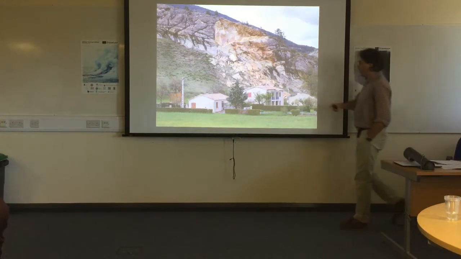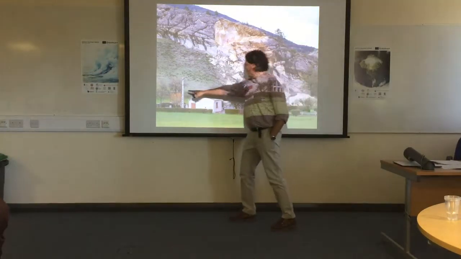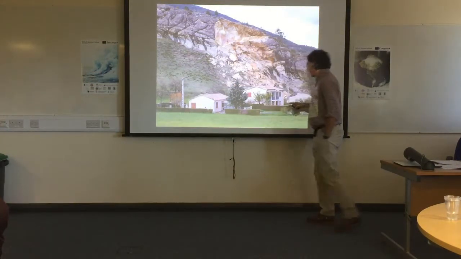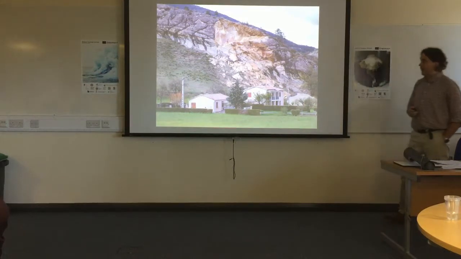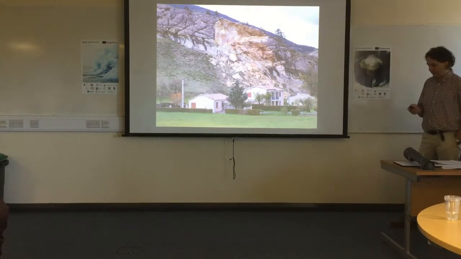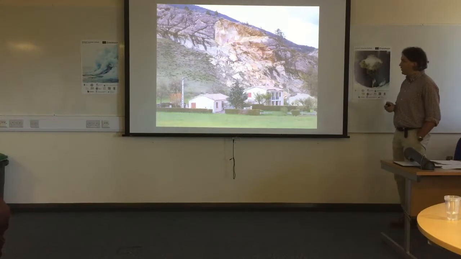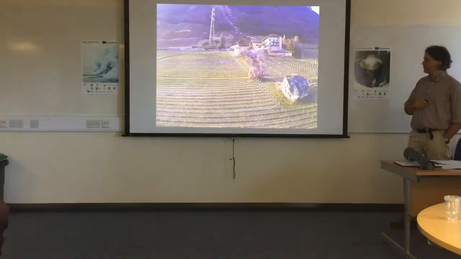And what they've done is they've built an earth bund around the houses, you can just see it here, to try to deflect those blocks as they come away. Because that's going to happen again. You can see quite clearly that that rock mass is going to fail again, and so they need to do something about it.